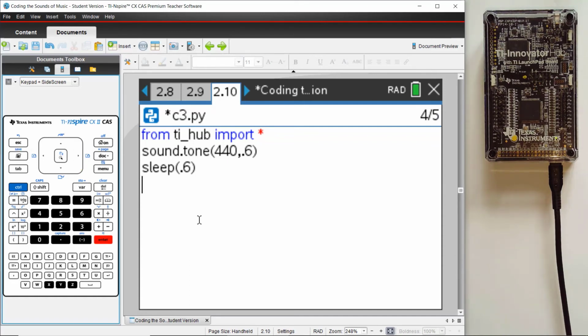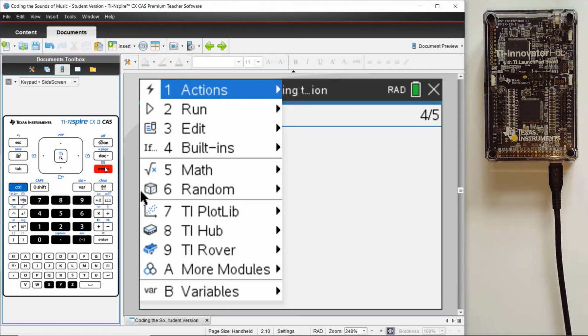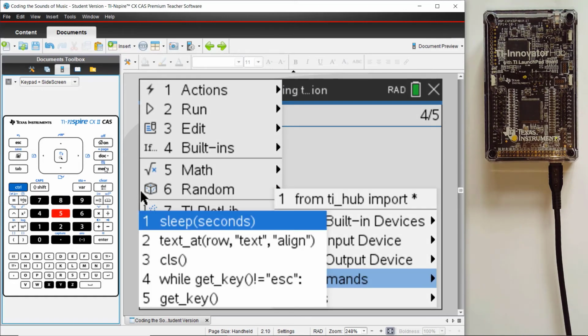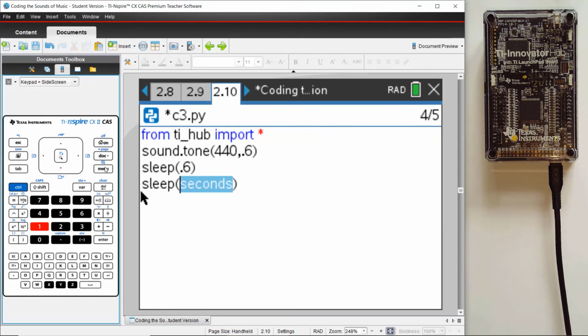Now is time for my second sleep. So I'm going to go to menu, and I'm going to go to hub, and I'm going to go to commands, and I'll go to sleep, and I'll put in my 2 seconds. Now you might be thinking, couldn't I just add those together and just sleep for 2.6 seconds? And the answer to that is yes. I did this just to make it clear of what we're doing.